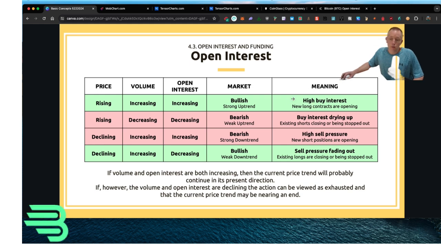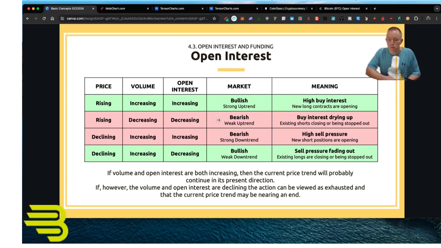So what's the meaning? High buy interest. That means you've got to think up. Let's picture this: these would be new contracts, or people opening longs, right? So that's adding to the open interest. Another example would be you have price rising, you have volume decreasing, and you have open interest decreasing. This is more of a bearish, weak uptrend, right?